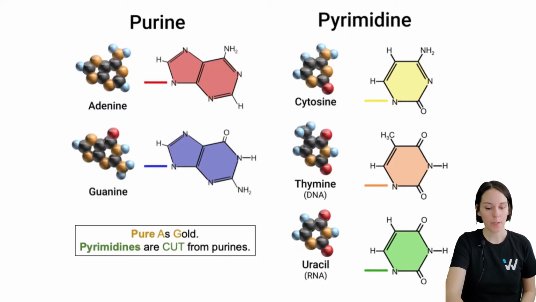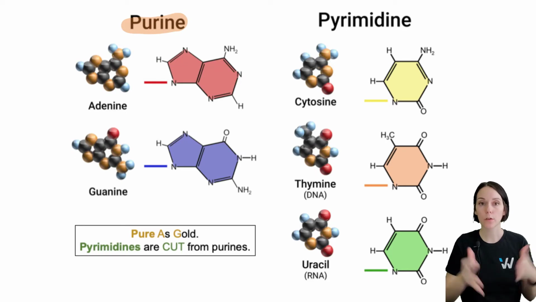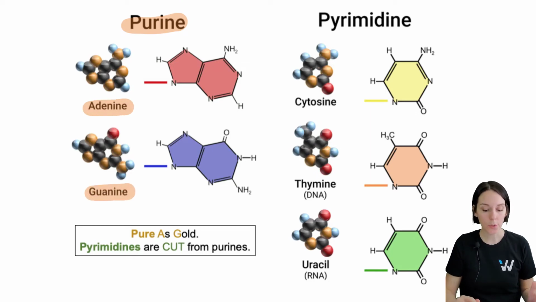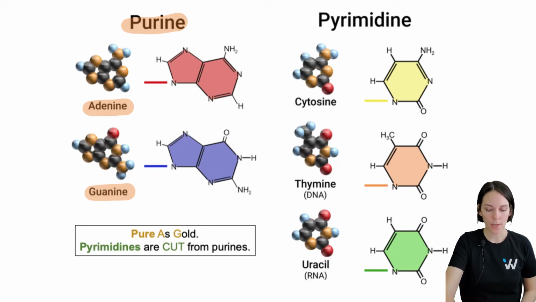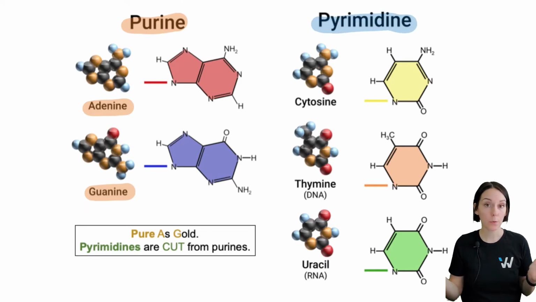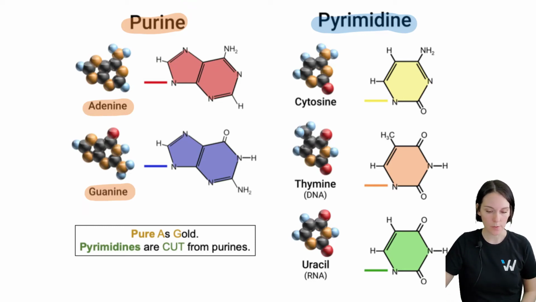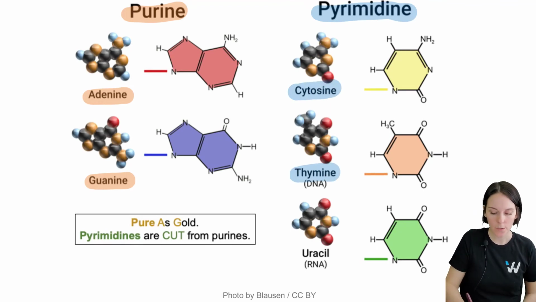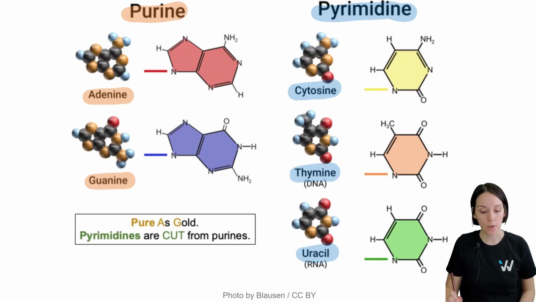So here we have our purines. Remember, purine is a shorter word, larger molecule. So here we have our purines, which are adenine and guanine. And you can see that they are both these 2-ringed structure. And then over here we have our pyrimidines. Remember, bigger word, smaller molecule. So we have these 1-ringed structures, which are pyrimidines, which are cytosine, thymine that you would find in DNA, and uracil that you would find in RNA.